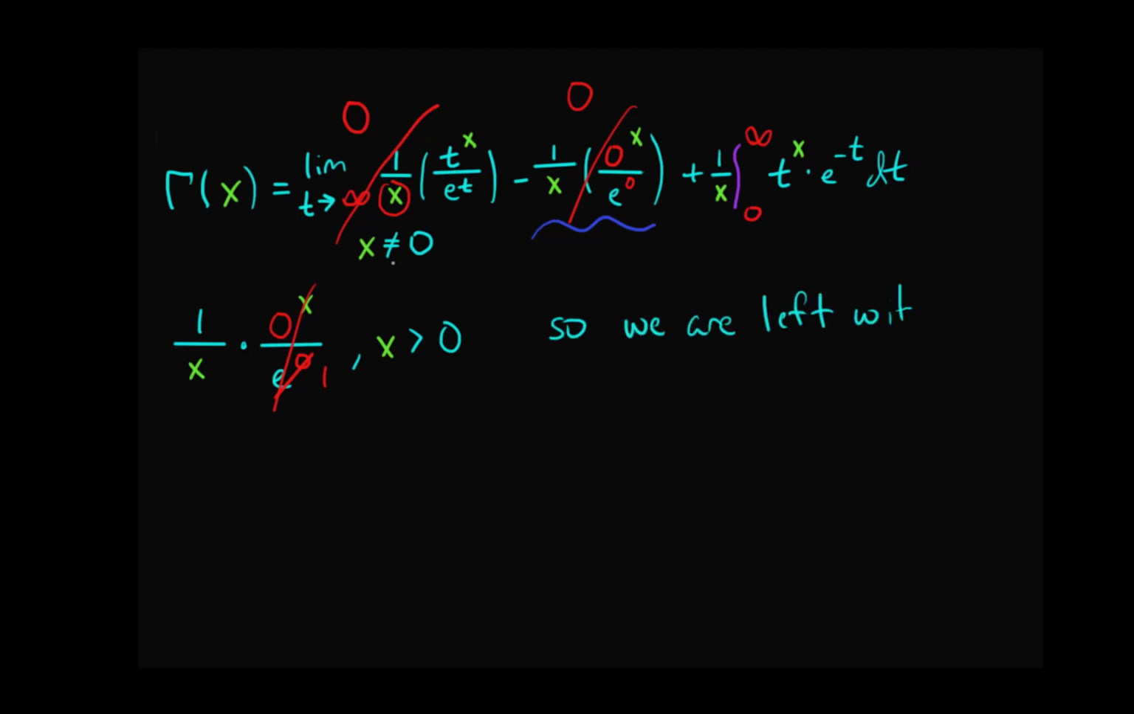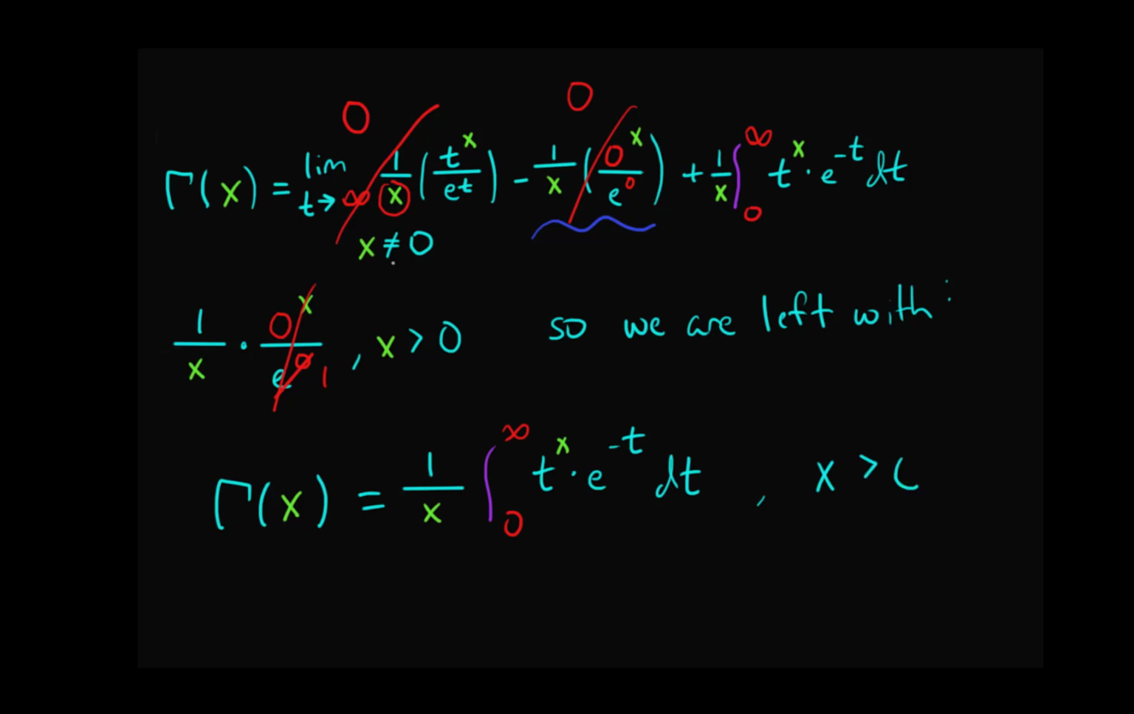So provided that x is greater than 0, both of those first two terms cancel, and we're left with gamma of x equals 1 over x times the integral from infinity to 0 of t to the x times e to the negative t dt. Again, this relationship holds true provided that x is greater than 0.